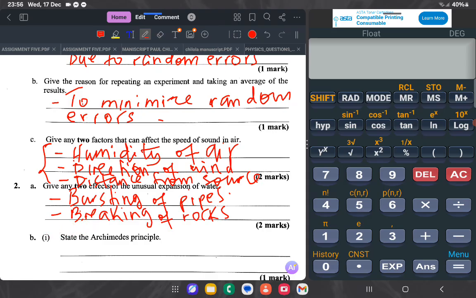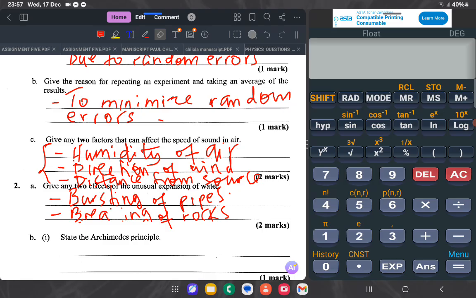Okay, another effect is the freezing of lakes. Since they're asking for only two, the ones we stated earlier are just as good: bursting of pipes, breaking of rocks. All right.